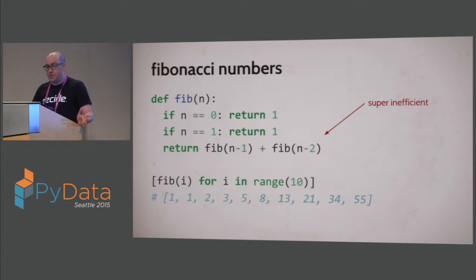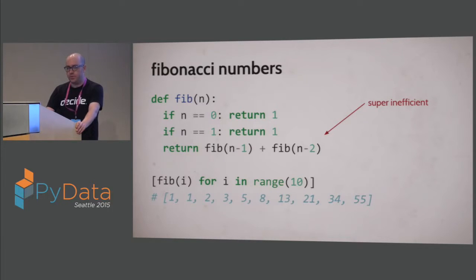As you know, this version is really inefficient, because when I want to do fib 10, OK, well, that's fib 9 plus fib 8. Fib 9 is fib 8 plus fib 7, so I'm computing fib 8 twice, and you just get this explosion in how many times I'm computing this. And so you really would never want to compute them this way.